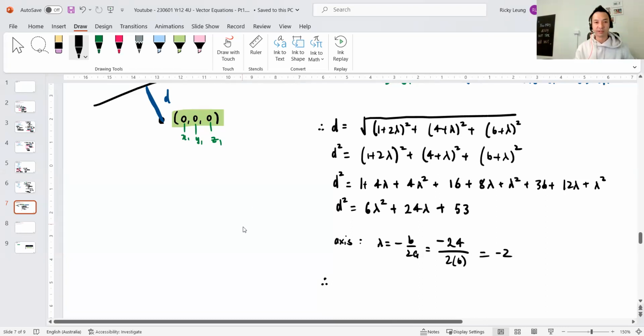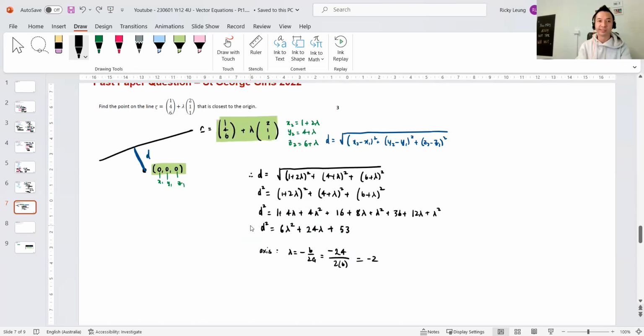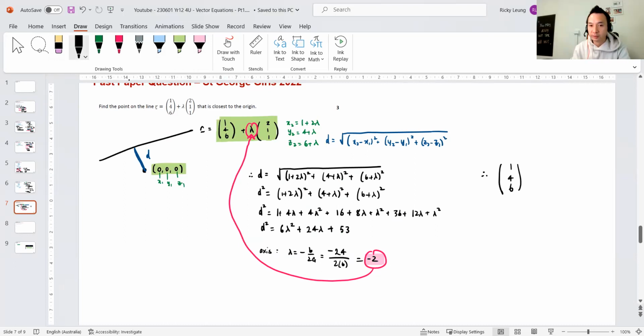Oh, actually, am I finding the distance? I'm finding a point. So once you find lambda, sub that into the vector equation, and then you got it. The coordinate would be 1, 4, 6 minus 2 times 2, 1, 1. This coordinate will minimize distance. 1 minus that is minus 3, 4 minus that, 6 minus that. That's your answer.